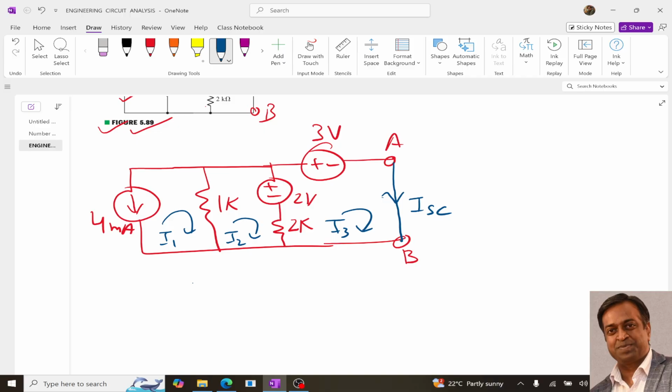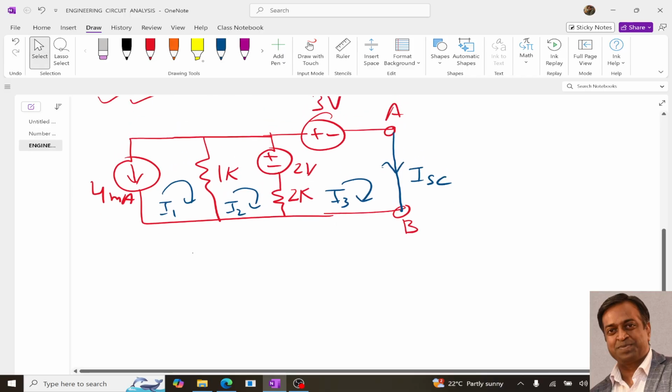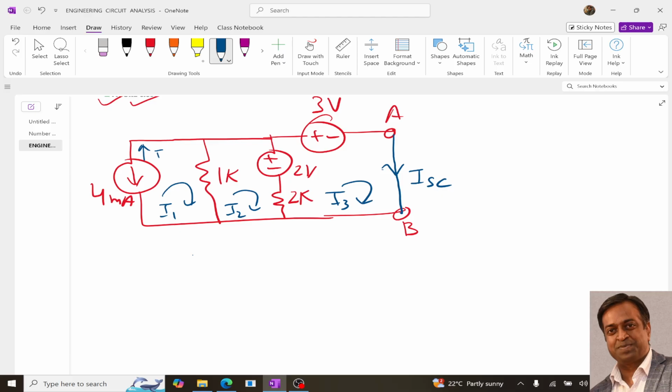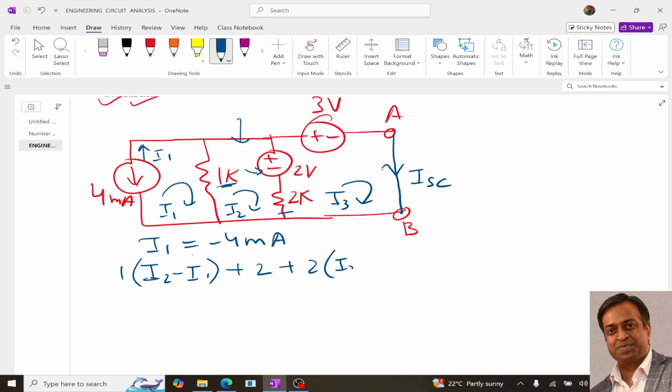If we consider 3 loops, I1, I2, I3, and write the mesh equations, then for the first loop, I1 will be directly minus 4 milliampere. For the second loop, writing the equation, I will get I2 minus I1. For this it will be plus 2, and for this it will be 2 times I2 minus I3.